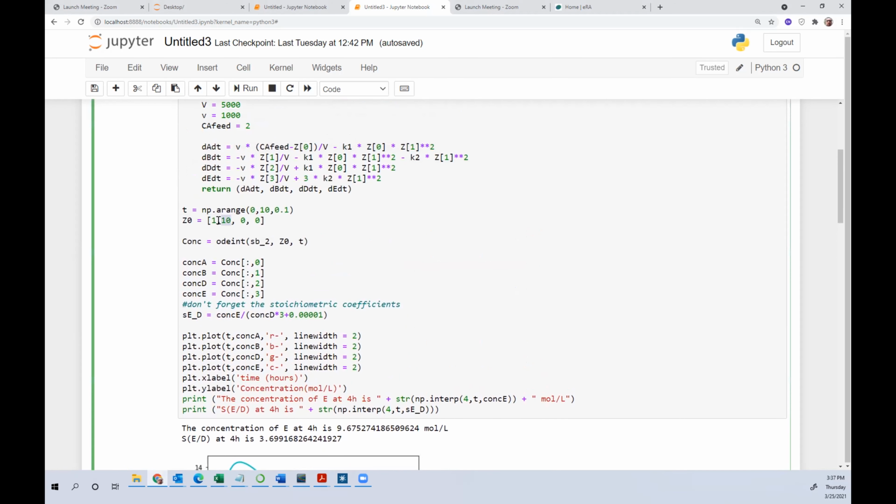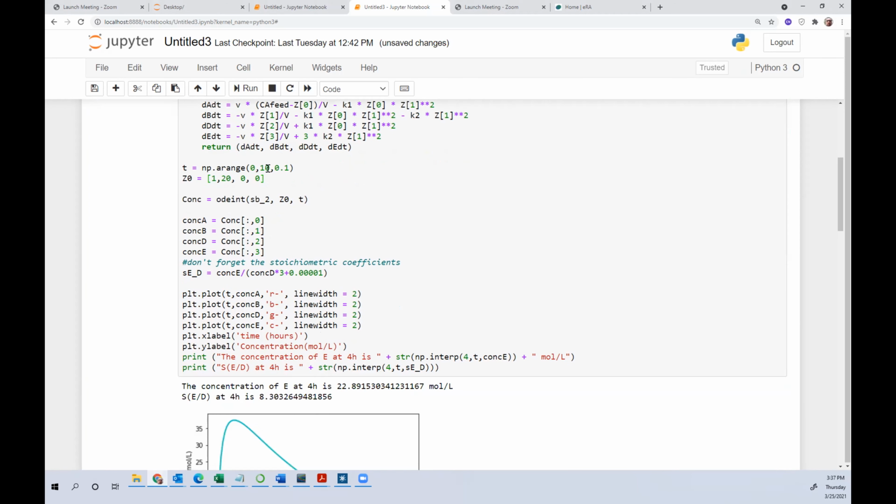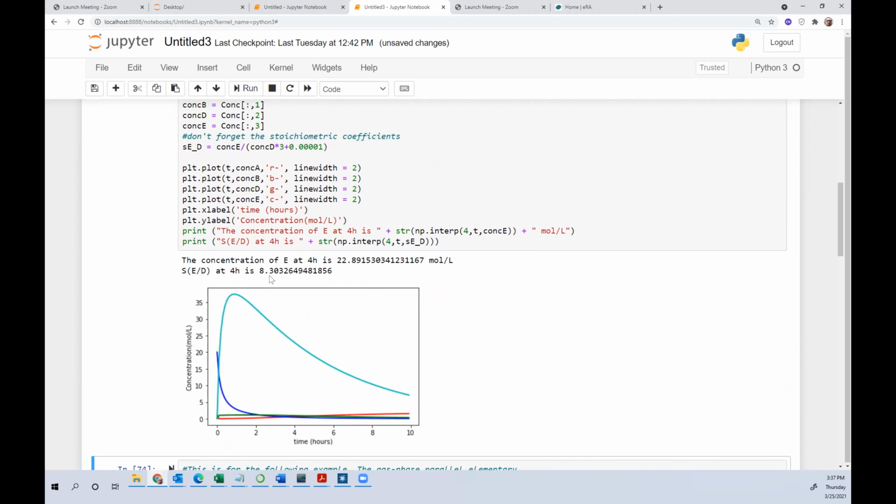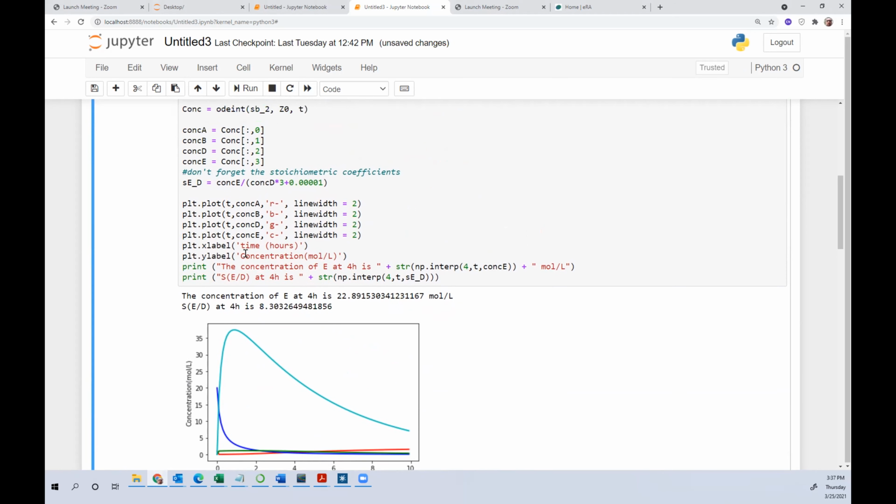let's say if we do 20 mole per liter of B, which is ridiculously high, but let's see. So did the selectivity go up? Yeah. So that's an indication that the concentration of E is higher. So your selectivity went up.